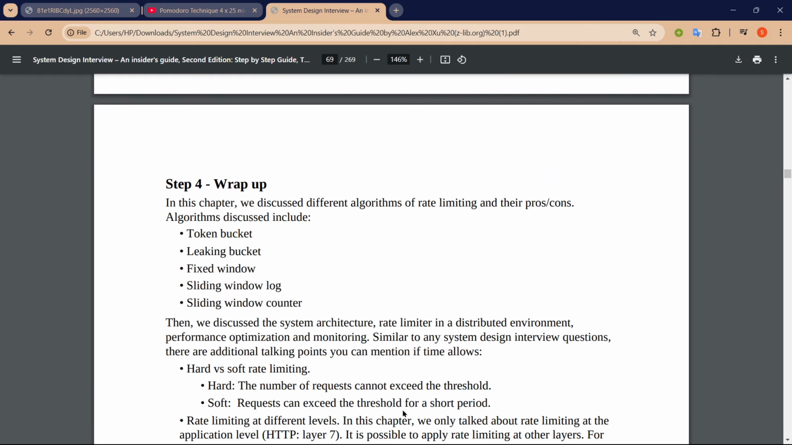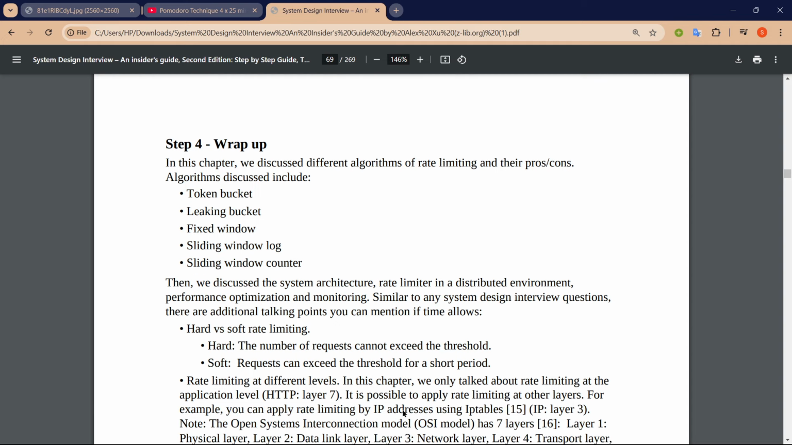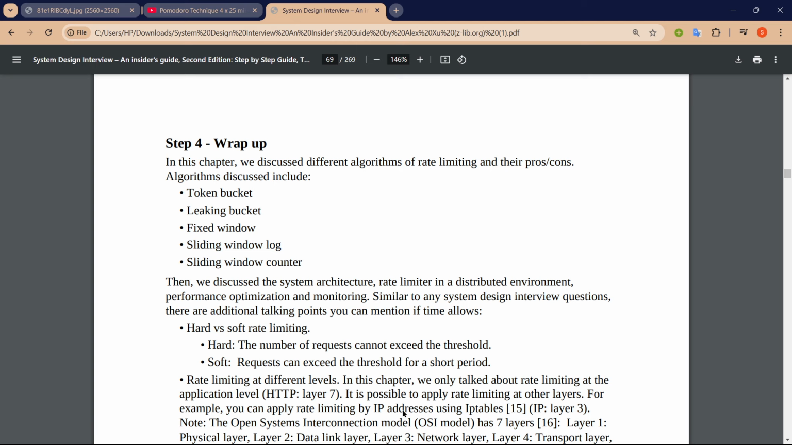Step 4, wrap up. In this chapter, we discussed different algorithms of rate limiting and their pros and cons. Algorithms discussed: token bucket.